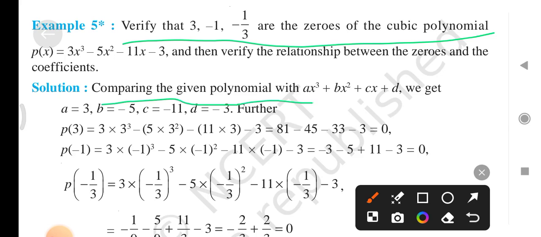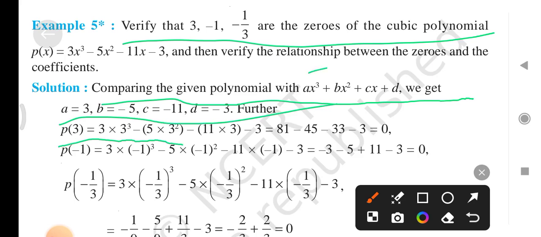Comparing the given polynomial with ax cube plus bx square plus cx plus d, we get a is equal to 3, b is equal to minus 5, c is equal to minus 11, d is equal to minus 3. Then p of 3 is equal to 3 into 3 cube minus 5 into 3 square minus 11 into 3 minus 3, which is equal to 81 minus 45 minus 33 minus 3, which is equal to 0.